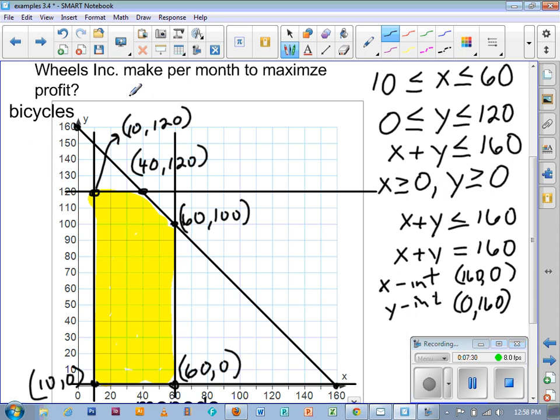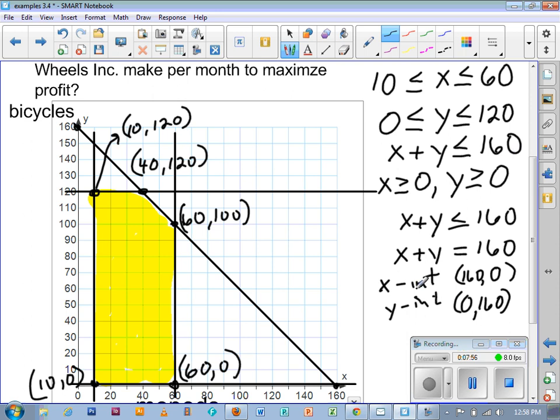Then we consider our constraints for bicycles, between 0 and 120. So I drew a horizontal line at 0, because this is bicycles now, all the way up to 120. Everything has to be within that region. So far we're looking at a rectangular region that works for both mopeds and bicycles. But we have another constraint, and that is the total cannot exceed 160.